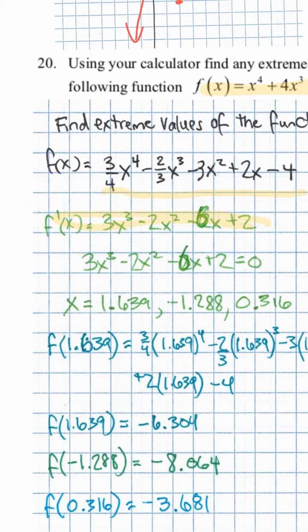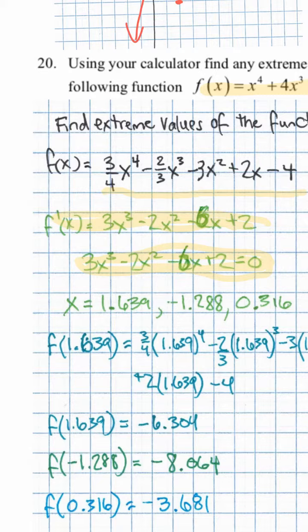The nice thing about this being a polynomial function is that there are no other issues with the domain, so we're not looking for any critical points other than the ones that are going to happen when the derivative is equal to 0. So I set the derivative equal to 0, and I have a cubic function. Don't know how to factor it. So this is where the calculator comes in.